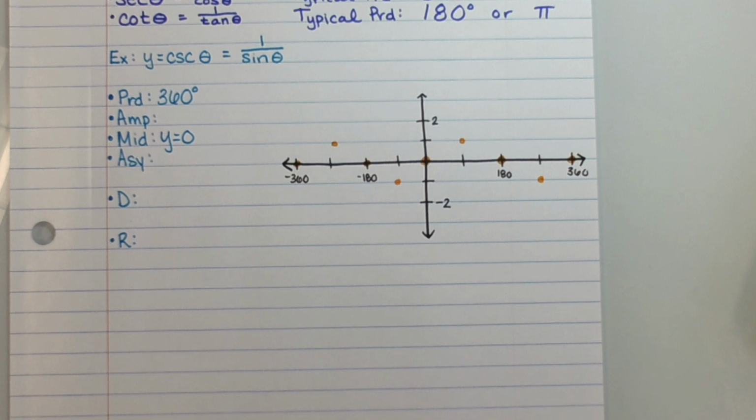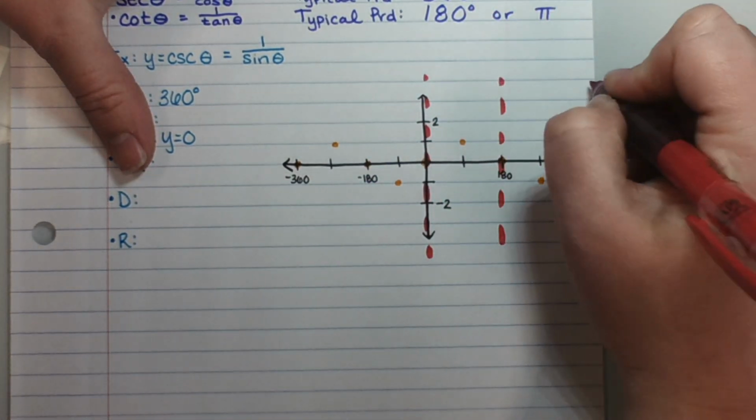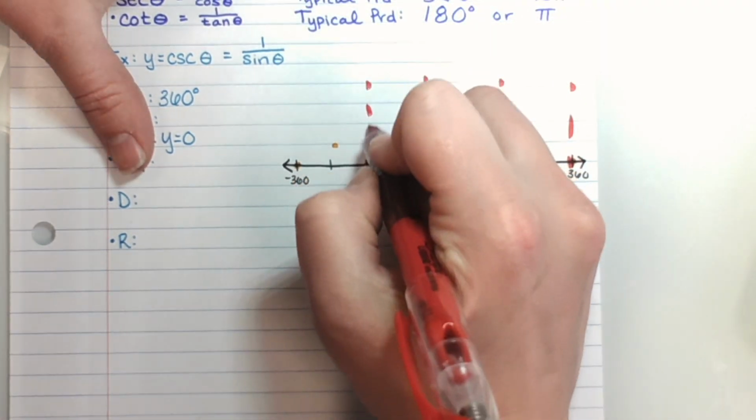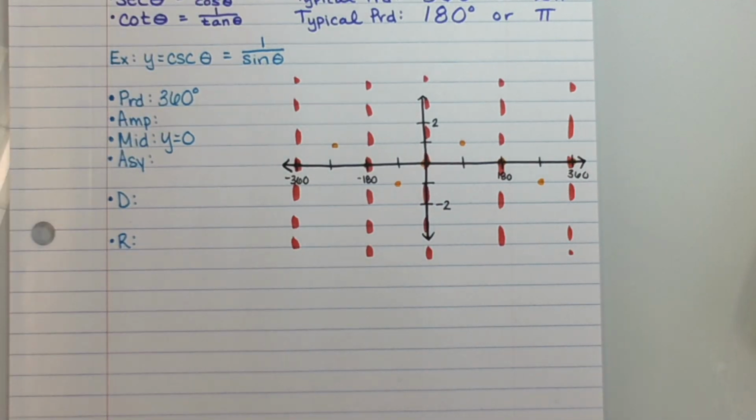Where sine has midline hits, cosecant has asymptotes. I do asymptotes in red. Where sine has midline hits, cosecant will have asymptotes. Where cosine has midline hits, secant will have asymptotes. Where tangent has midline hits, what will cotangent have? Asymptotes.